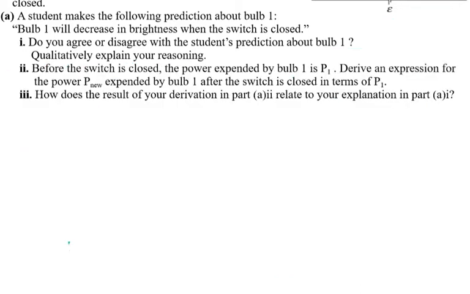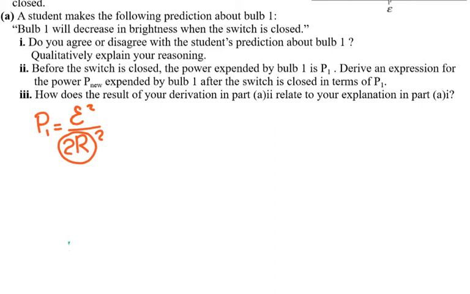For the next part, they say before the switch is closed, the power expended by bulb 1 is P1. Derive an expression for the new power expended by bulb 1 after the switch is closed in terms of P1. So our P1, before the switch was closed, is EMF squared over 4R.